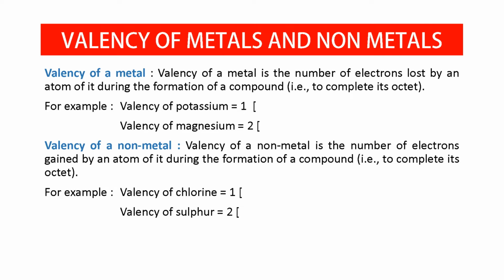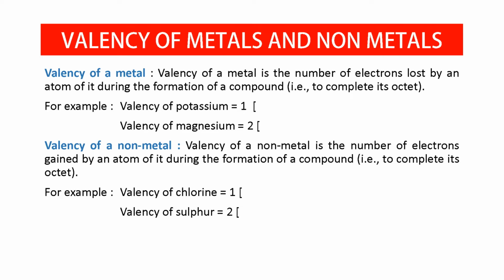Why? Because the electronic configuration of magnesium is 2, 8, 2. The atomic number is 12. The configuration will be 2, 8, 2. That means the last shell has 2 electrons. And to achieve the octet, magnesium loses 2 electrons. So the valency of magnesium is 2.